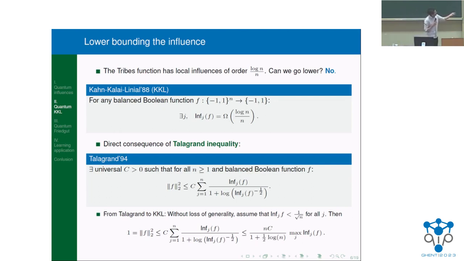Then you use Talagrand's inequality. On the left-hand side, since we assume that the function was a balanced Boolean function, the 2 norm is actually equal to 1 here. Then you use Talagrand's inequality, and you get the sum over the bits of influence divided by this thing here.